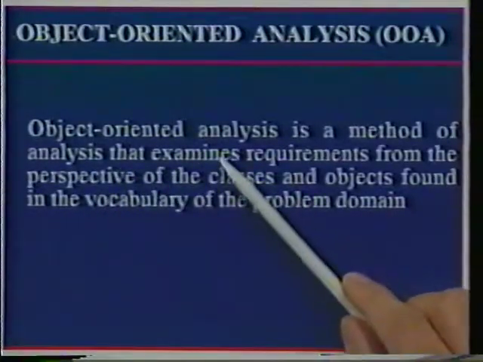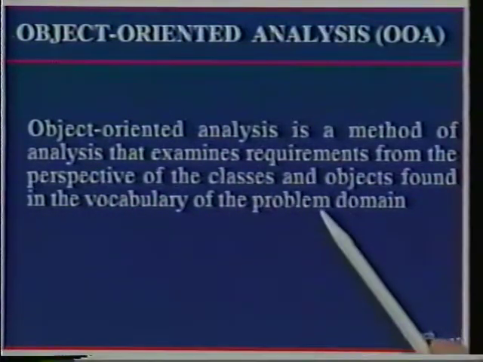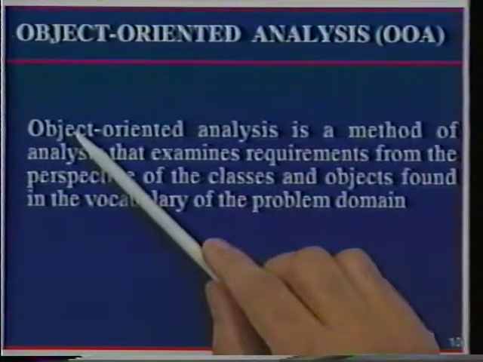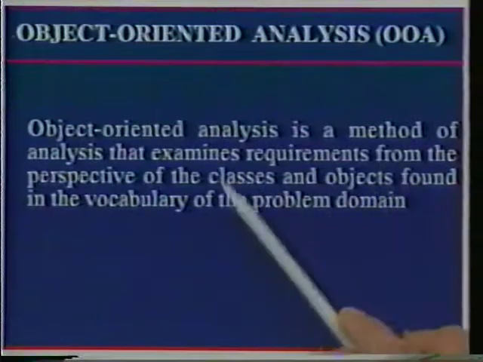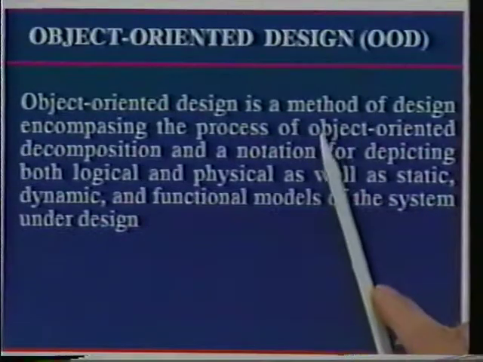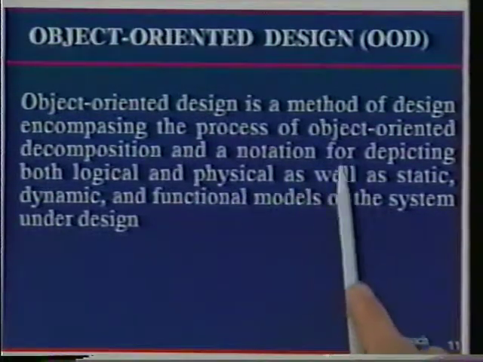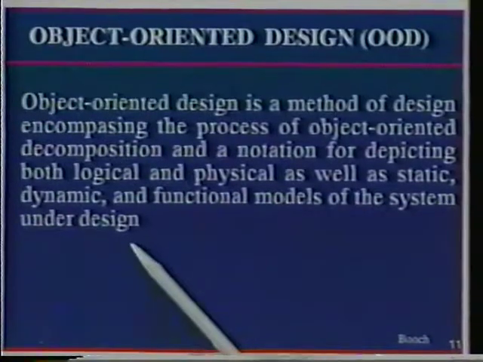Object-oriented analysis is a method of analysis that examines requirements from the perspective of classes and objects found in the vocabulary of the problem domain. So in object-oriented analysis, we look at the functional requirements from the perspective of classes and objects found in the vocabulary of the problem domain. When we talk about an example, we'll see how this works. And object-oriented design is a process where we do the decomposition and then we develop a notation for depicting both static, dynamic, and functional models of the system under design.